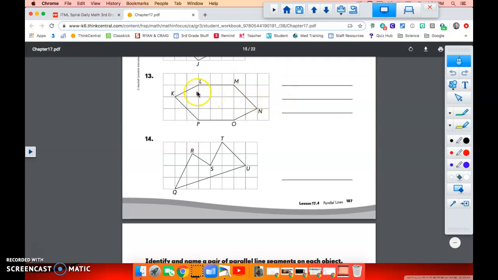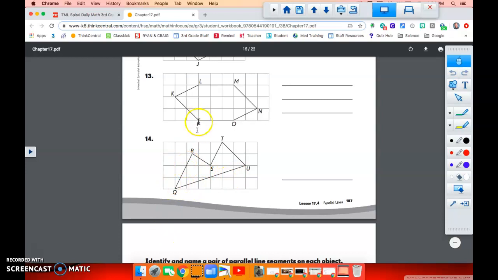Let's look at MN and let's look at KP. So let's start at the M and go to the N. We got to go down 1, 2, and right 1, 2. So let's look at K and P. Down 1, 2, right 1, 2. So MN and KP are parallel.